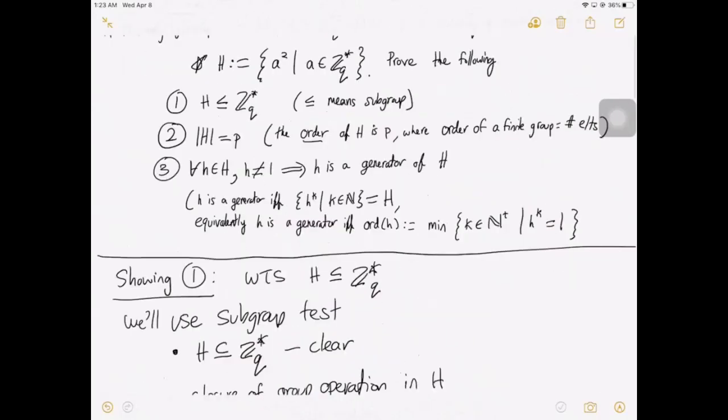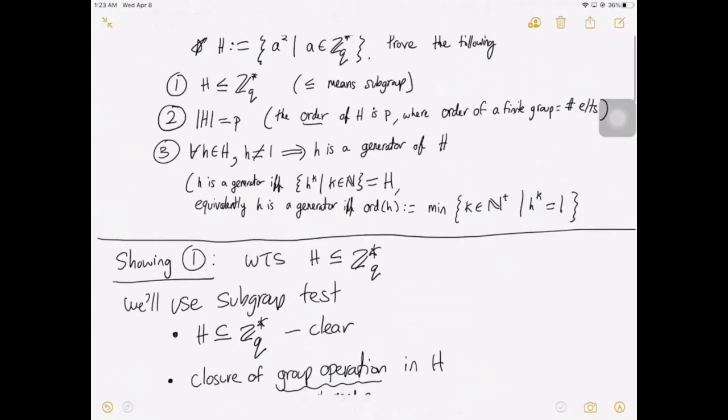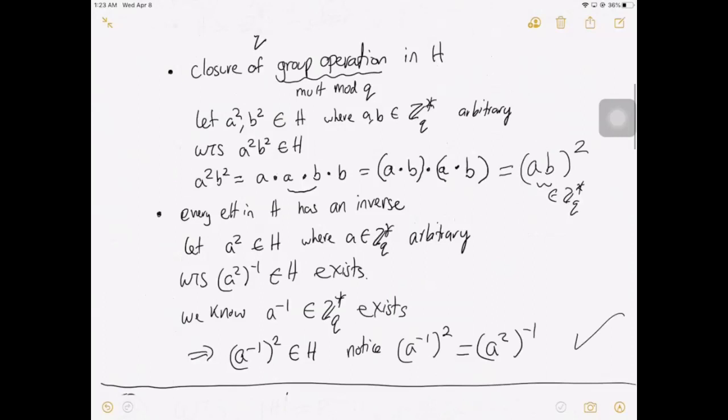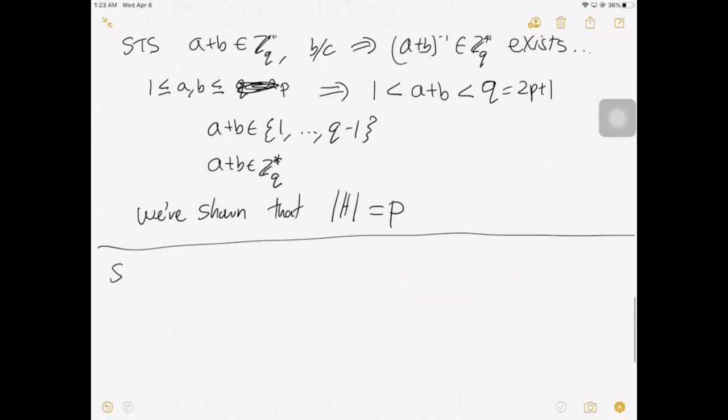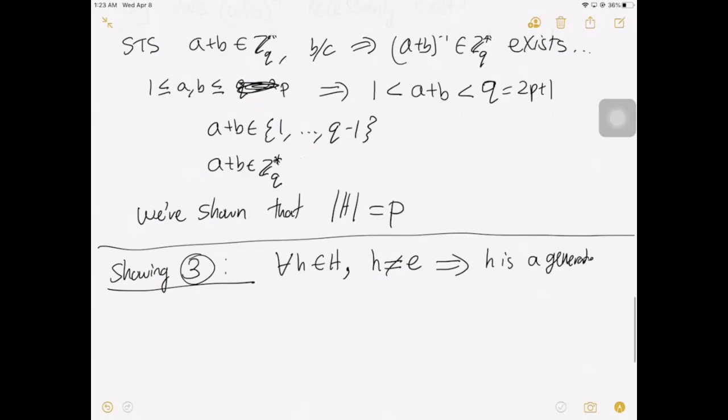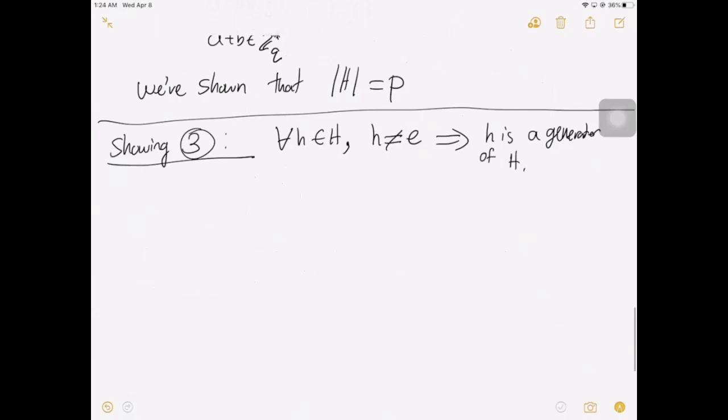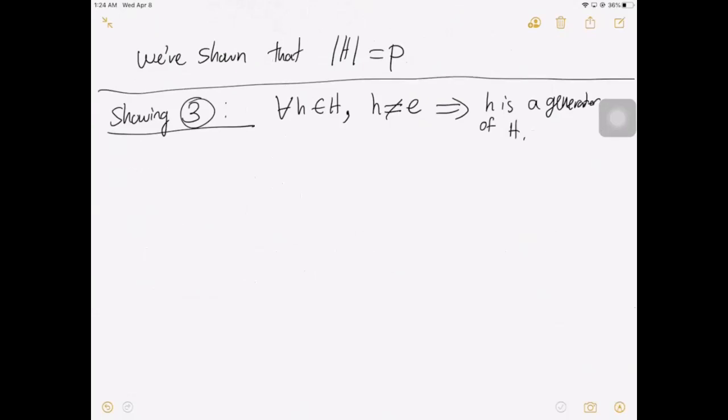For all elements of H that are not the identity, that element of H generates the entire group. So we're showing the third bullet point now. For all little h in big H, h is not equal to the identity implies that little h is a generator of big H. Cool. Before we start this, I need you guys to recall two things.